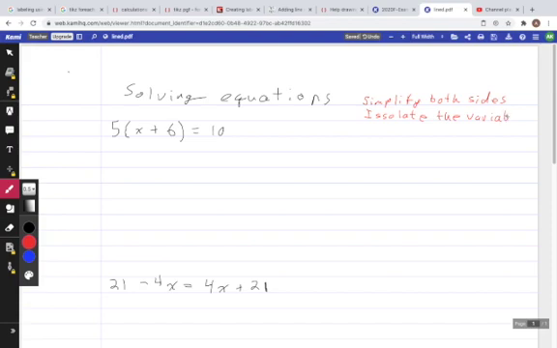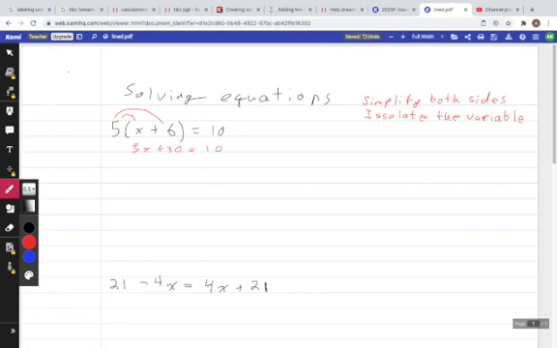Now, when we are talking about isolating the variable, all that means is that we're going to get the variable by itself. So let's start off with a base example. And we would distribute that 5. We would have 5x plus 30 equals 10.